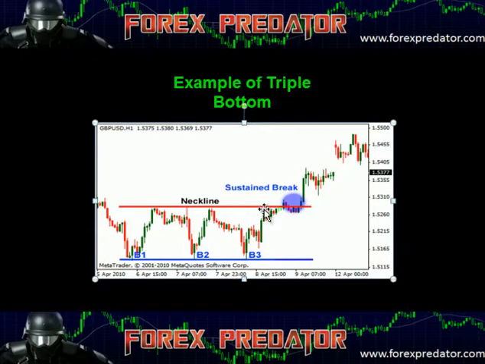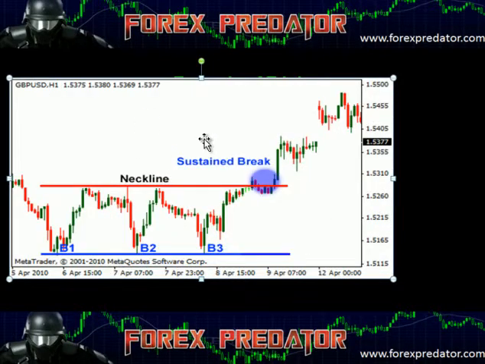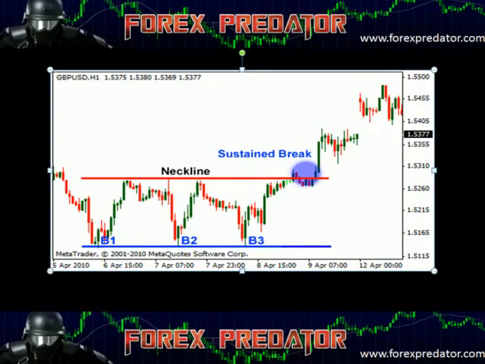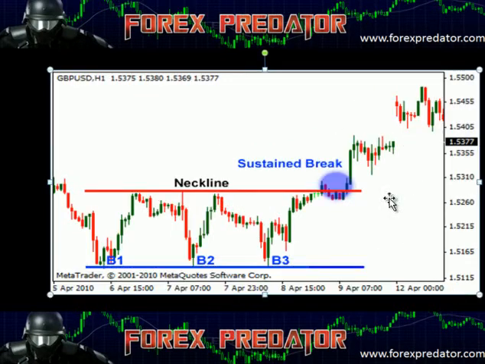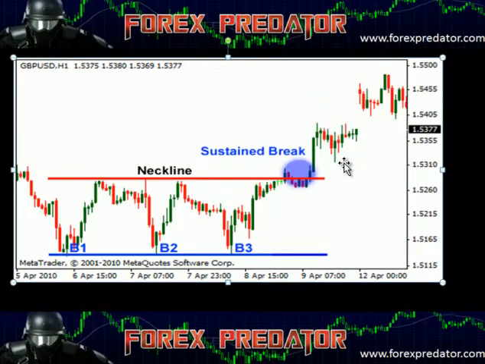So, example of a triple bottom. This is the live version of it. I don't really like to use a lot of these classical textbook examples of charts, because a lot of the times the markets don't offer picture perfect trading. Occasionally you see them, but they're not textbook examples.